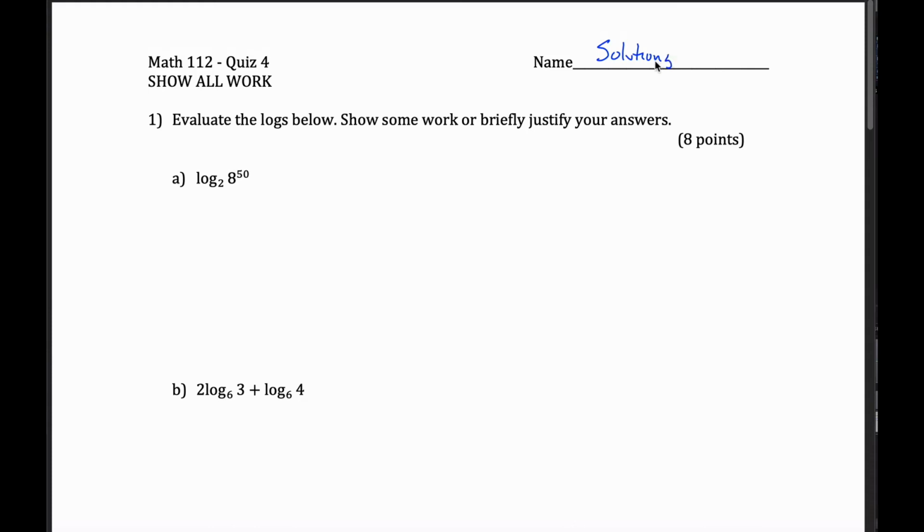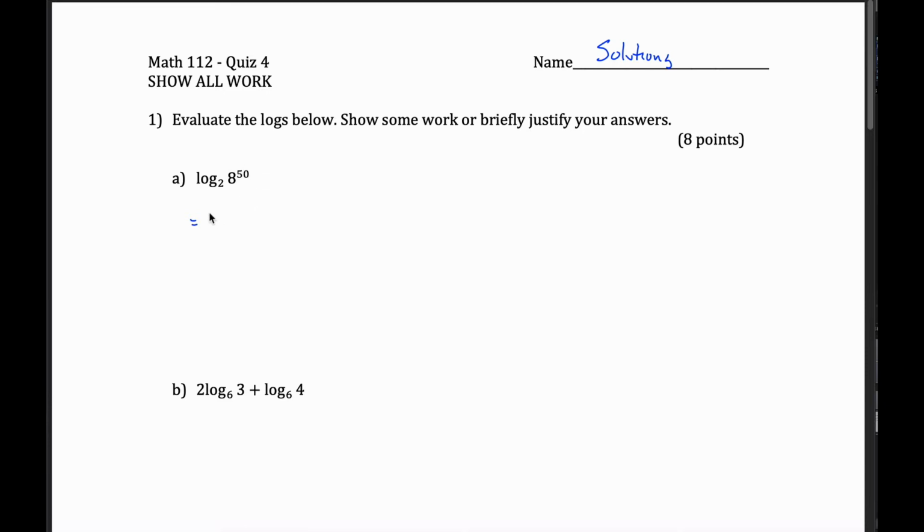All right, here are solutions for quiz 4. This first problem has 4 different parts, each of them asking to evaluate some log. And I think what you'll see is you need to use your log rules to evaluate these logs. So like this first one, for example, the log base 2 of 8 to the 50th power. You're like, I have no idea because I don't know what 8 to the 50th power is. I'm like, don't worry, you don't need to know what 8 to the 50th power is.